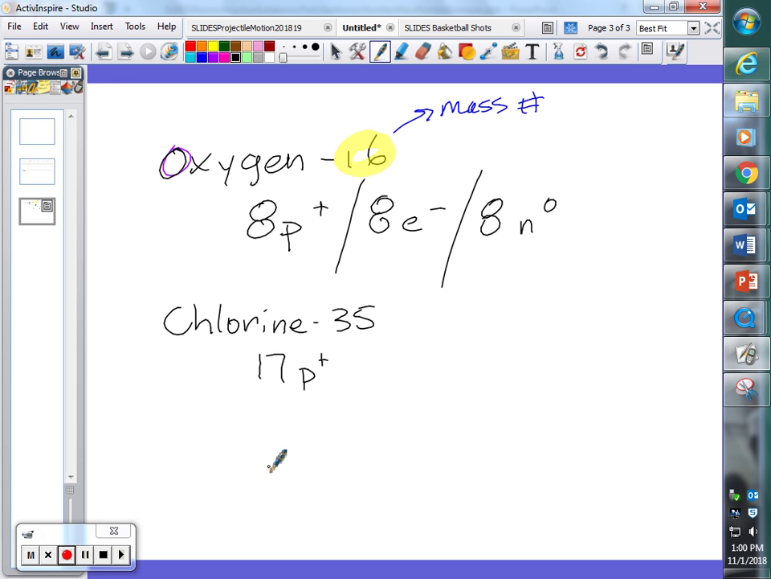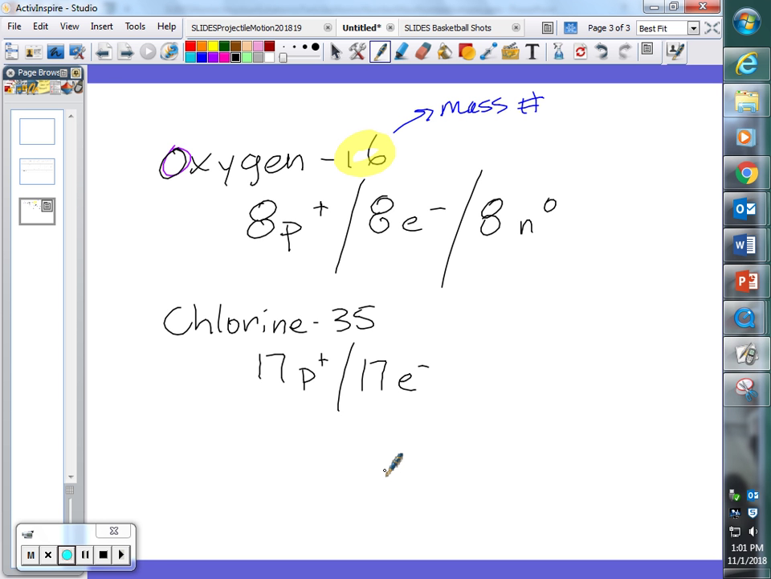But if it has 17 protons, what else does it have to have? 17 electrons as well. To be electrically neutral, you have to have the same number of positive charges as you do negative charges. Okay? Good so far?